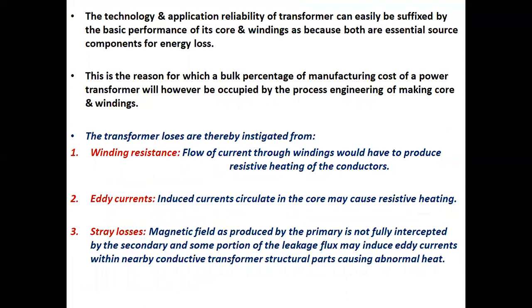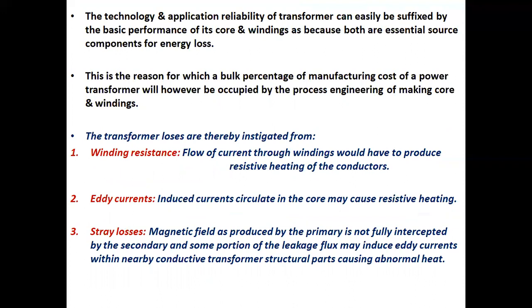The technology and application reliability of a transformer can easily be judged by the basic performance of its core and winding, because both are essential sources of energy loss. This is the reason for which a bulk percentage of manufacturing cost of a power transformer is occupied by the process engineering of making core and windings.